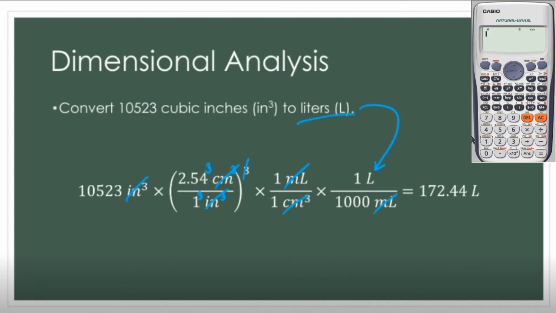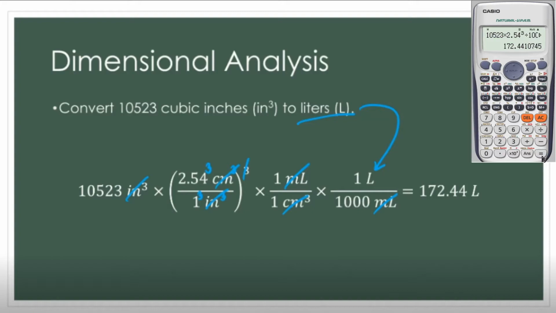We can now calculate. That is 10,523 cubic inches multiplied by 2.54 cubed. Do not forget to raise that to 3. Finally, we divide this by 1,000 in order to have our result in liters.